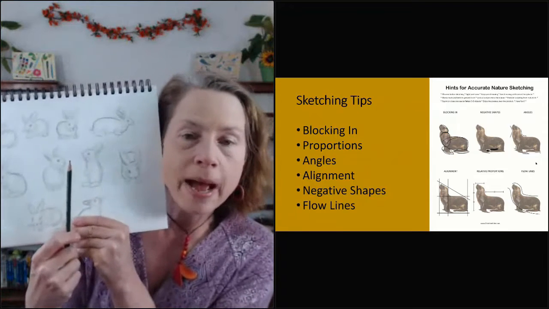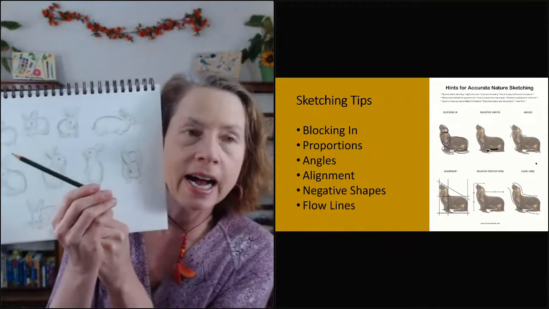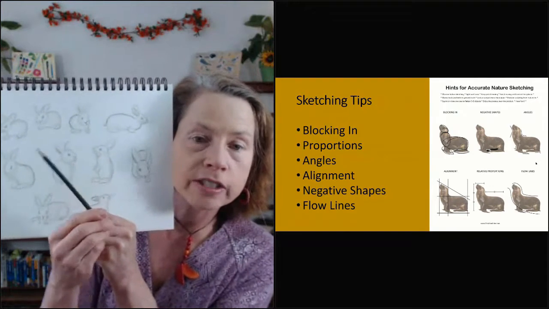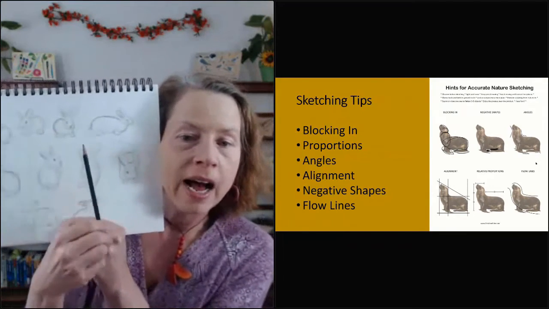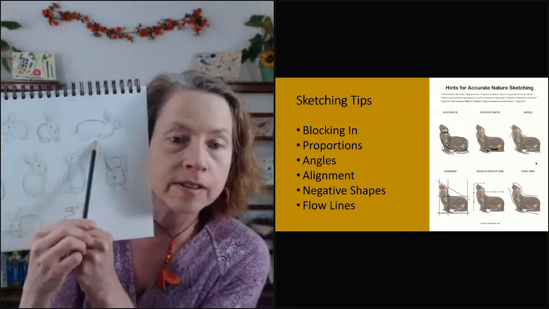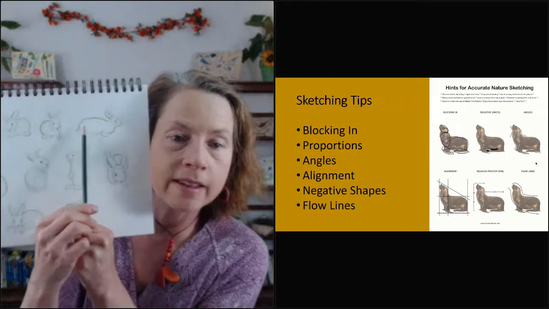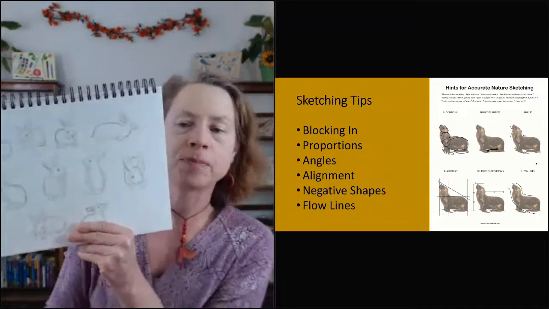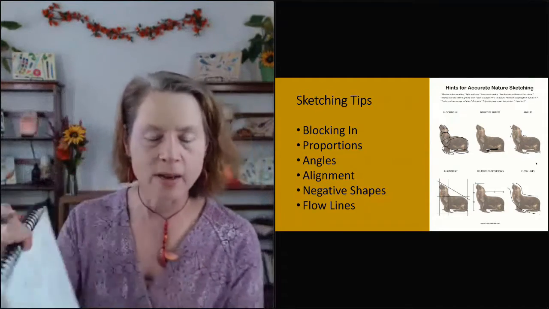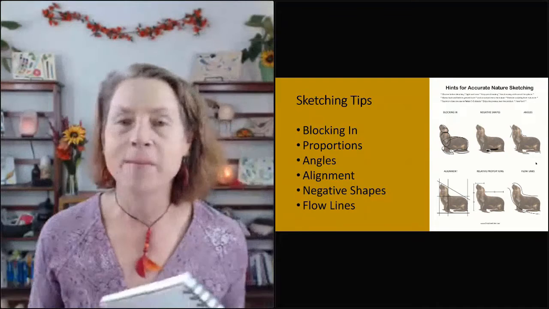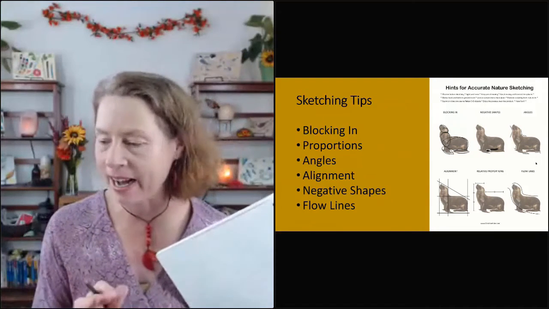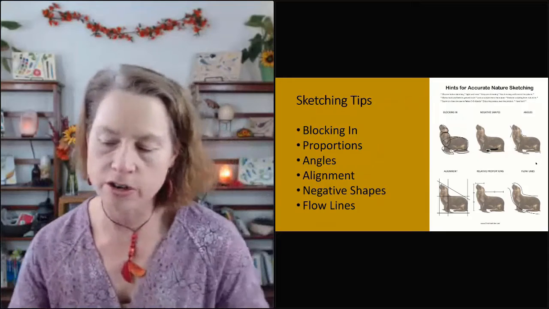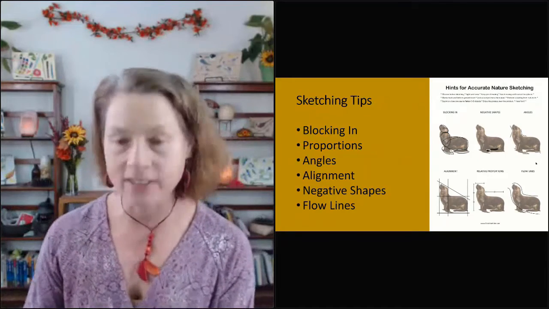And then thinking about their proportions, their angles that you see, various structures, how they're aligned, negative shapes, which means the part that's white that's behind the animal, and then flow lines. Now, many of you have been watching my workshops forever, so I'm not going to belabor this point, but you can learn all about that in my courses, which I'm sure you can find online later on if you want to.